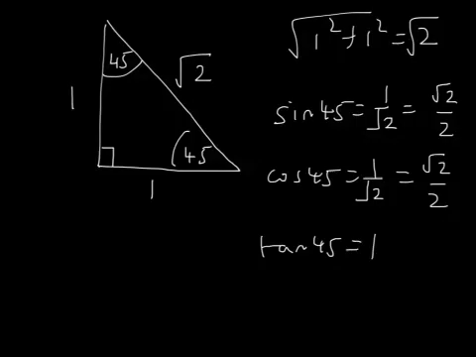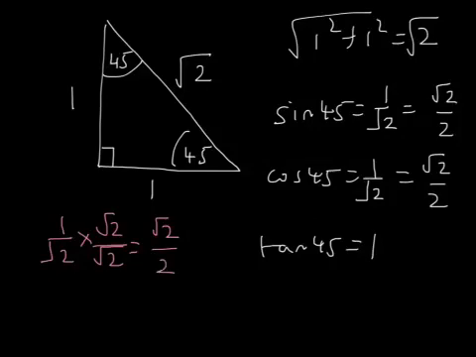If you're not absolutely sure about why cos 1 over root 2 is root 2 over 2, let's multiply the top and bottom by root 2 over root 2. So 1 times root 2 is simply root 2, and root 2 times root 2, that's 2. And there we have the special triangles.